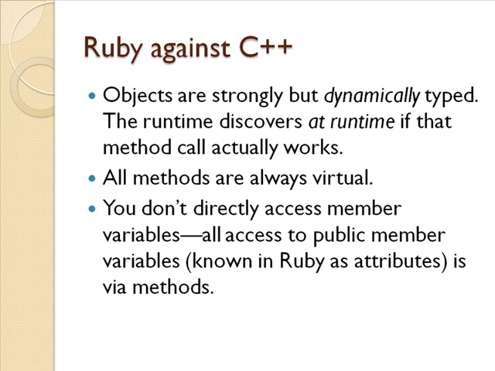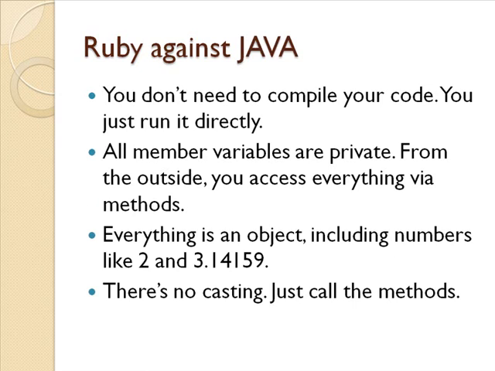Okay, now let's see Ruby against C++. Objects are strongly but dynamically typed. The runtime discovers at runtime if a method call actually works. All methods are always virtual. You don't directly access member variables. All access to the public member variables, known in Ruby as attributes, is via methods.